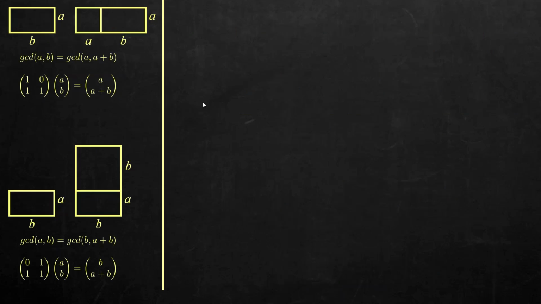In the first video, we built two elementary matrices that preserve the GCD of two integers using the linearity of the GCD. The first transformation can be visualized as an extension of a rectangle with sides A and B, and the second by rotation of the rectangle.